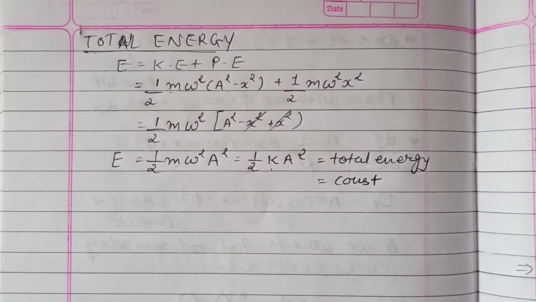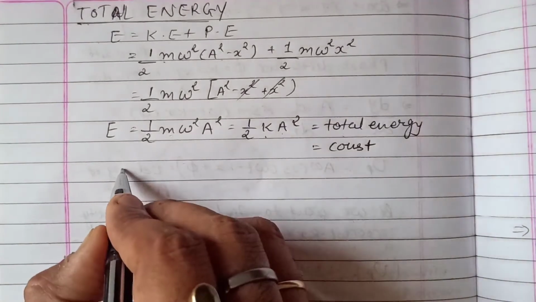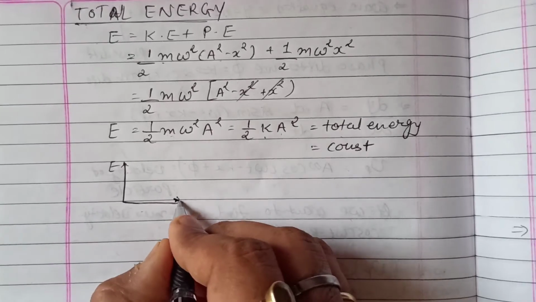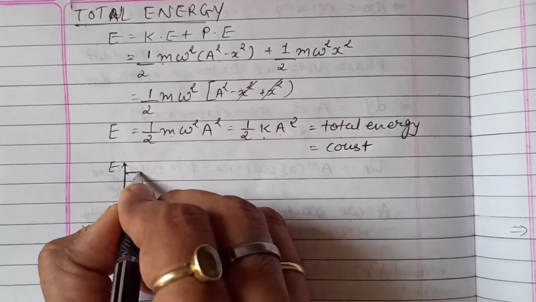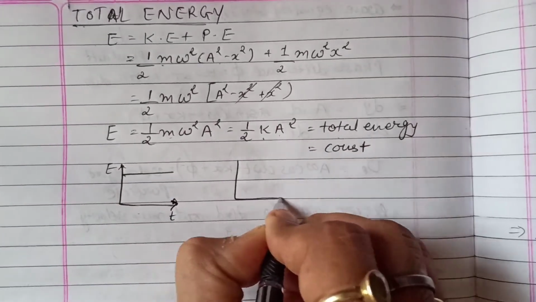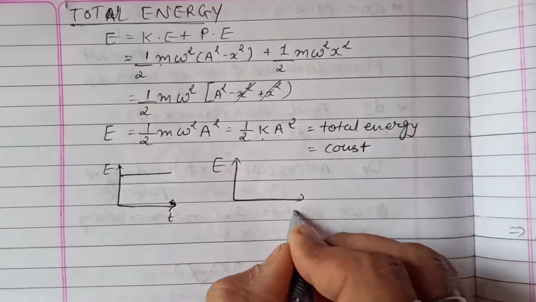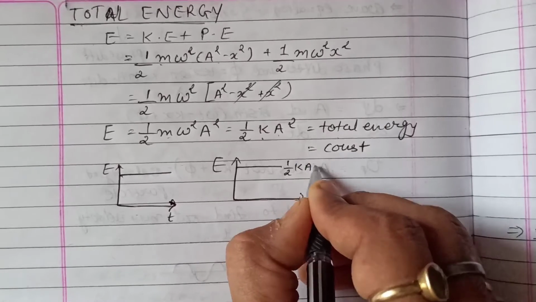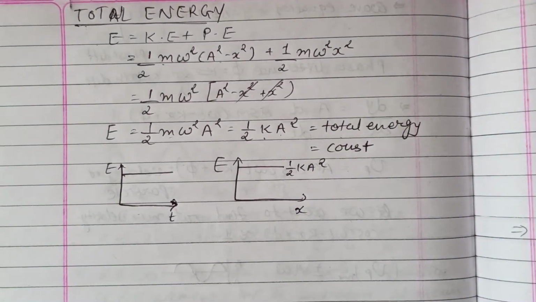Okay. Now the graph of total energy. The E versus t graph is just like that, and the E versus x graph, displacement, is also just like that. E max, this value, is 1/2 k a square.